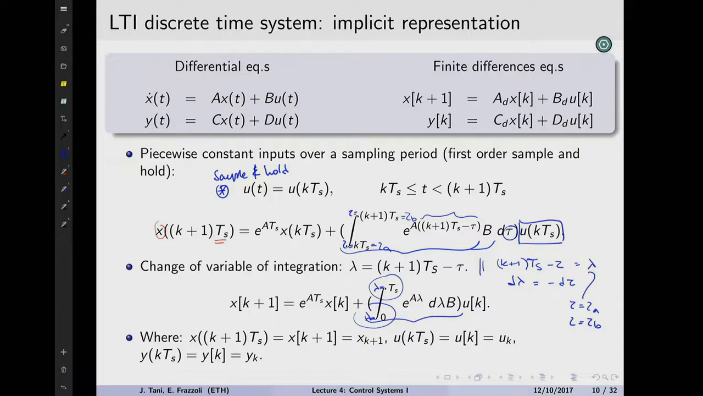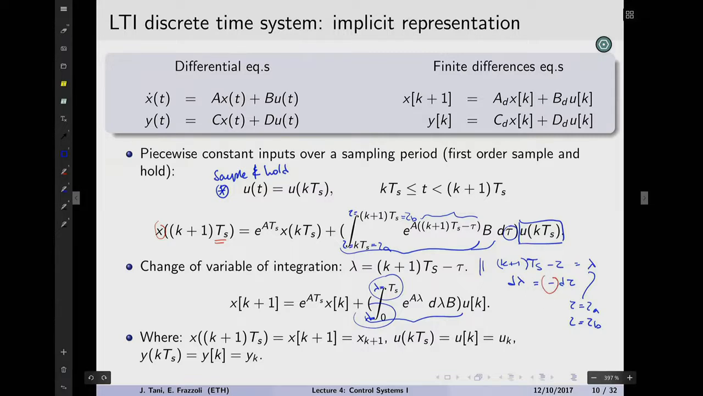Where did the minus go from the minus d tau? Where did the minus go? From minus eta. Where are the etas here? Sorry? Where is eta? We've got tau. d tau. You wrote d lambda. Yes, d tau. Where did the minus go?